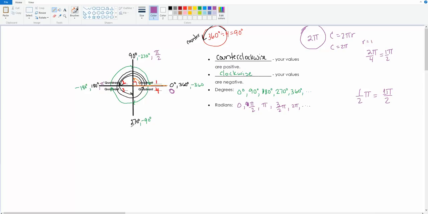3/2 pi would be 1/2, 2/2, 3/2 pi. So in radians, this would be 3/2 pi. Remember, the pi is in the numerator. Are we clear? And then if you go a full circle in terms of pi, this is pi and this would be another pi, so now you have 2 pi. And then if you go in the negative direction, they would be negative.